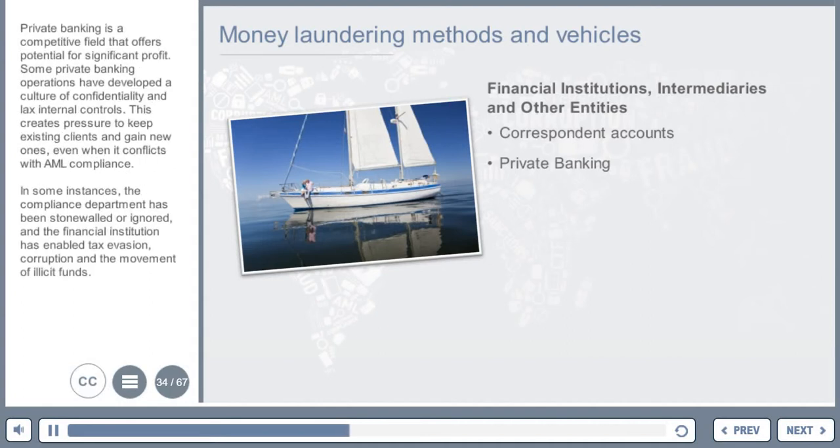Private banking is a competitive field that offers potential for significant profit. Some private banking operations have developed a culture of confidentiality and lax internal controls. This creates pressure to keep existing clients and gain new ones, even when it conflicts with AML compliance. In some instances, the compliance department has been stonewalled or ignored, and the financial institution has enabled tax evasion, corruption, and the movement of illicit funds.